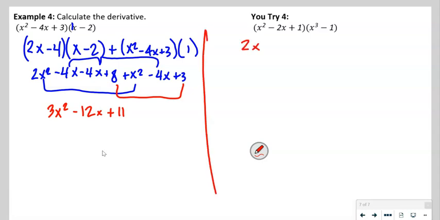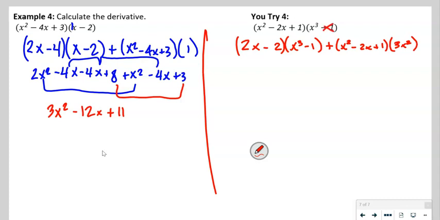So this is 2x minus 2 times x to the third minus 1 plus x squared minus 2x plus 1 times 3x squared, right? Again, remember that one's going to go away. A constant becomes 0. Okay, so here again, I'm going to use FOIL.